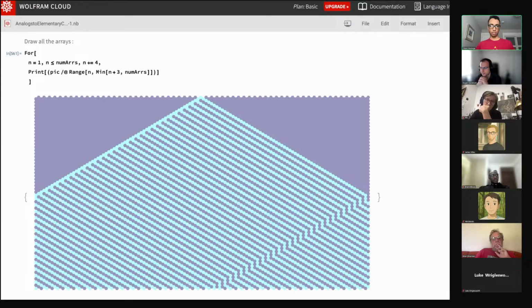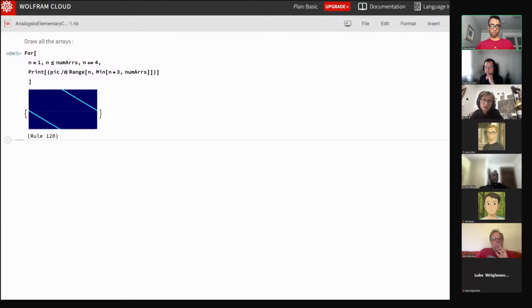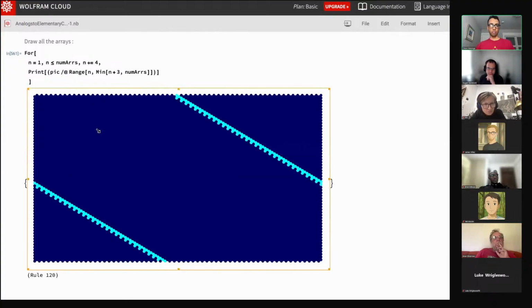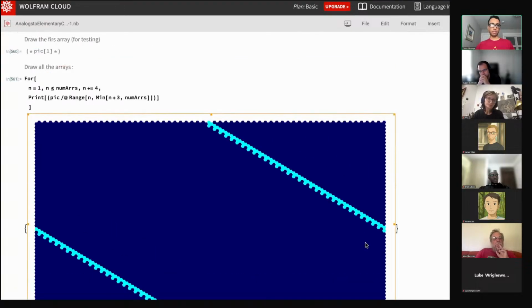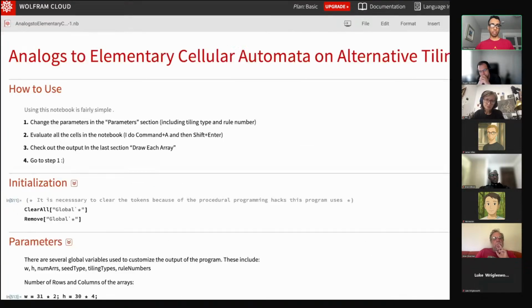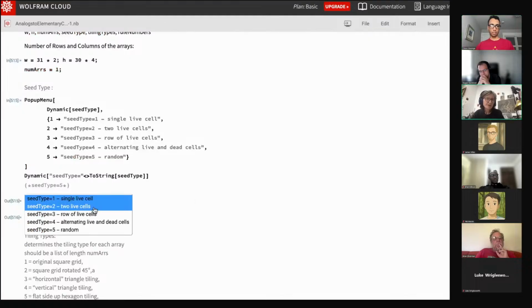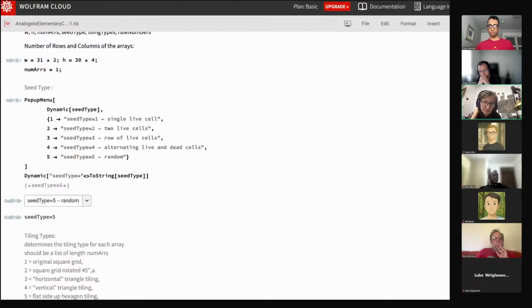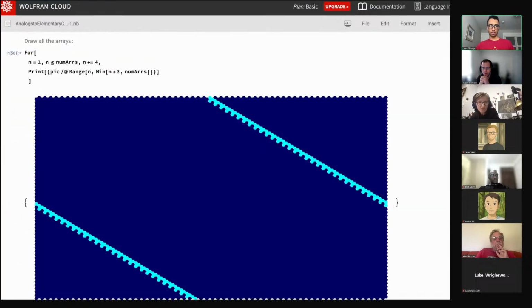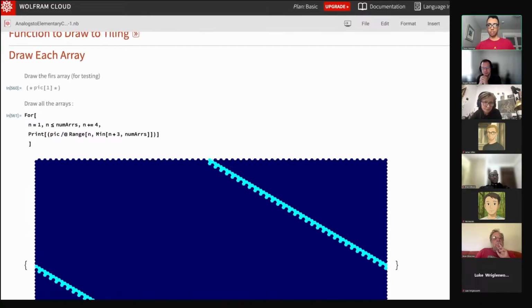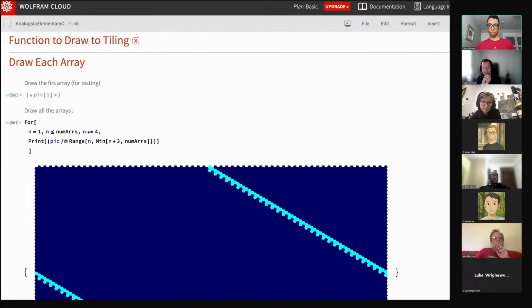Let's see here. Oh, okay. So this looks sort of like a... We should probably try this with random initial conditions. That might be a little more interesting. Yeah, but that's not XOR. So anyway, which rule is this? This is 120. It's not. Let's try 110 next.